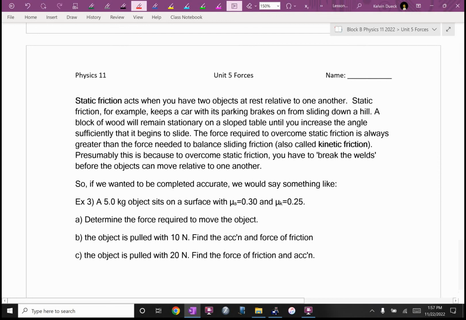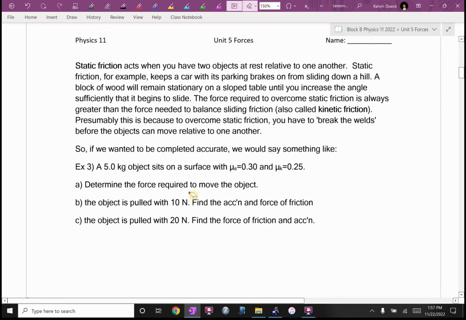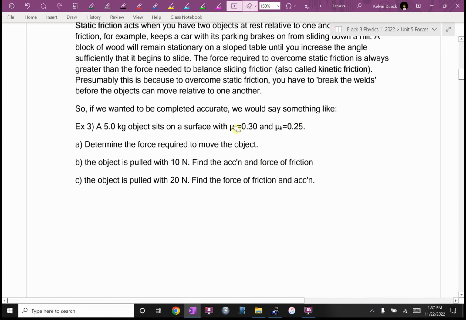So what does that mean? If I wanted to be completely accurate, I would say something like a 5-kilogram object sits on a surface with a static coefficient of friction of 0.3. That's the one that I'll use when it's at rest. And a kinetic coefficient of friction of 0.25. That's the one that I'll use when it's moving. Shane, what does A want me to find?